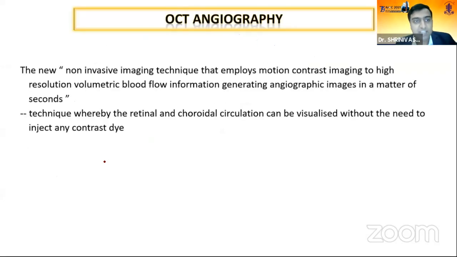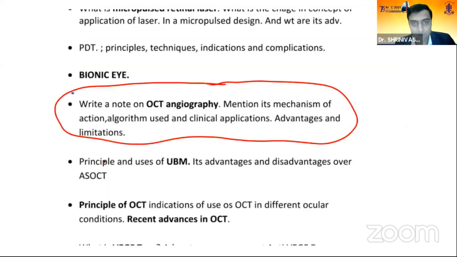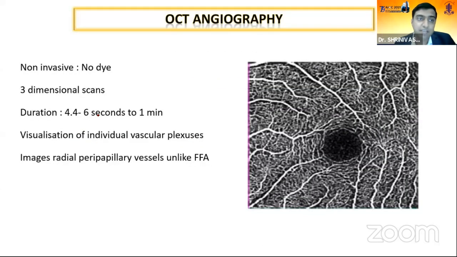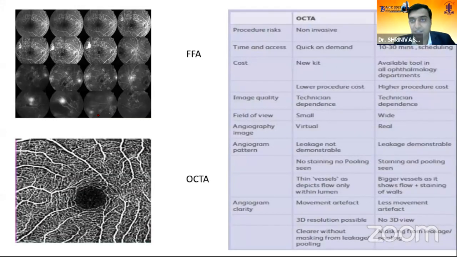Coming to OCT angiography, all the postgraduates need to know it because it's a non-invasive imaging technique that employs motion contrast imaging for high resolution volumetric blood flow. Why OCTA? Again, it's been asked in questions, even its algorithm has been asked, so we have to be thorough in these things. It's a no-dye, 3-dimensional scan, and visualization of individual vascular plexus is possible. The differences between OCTA and FA have been listed here. You can see it in the recorded videos.